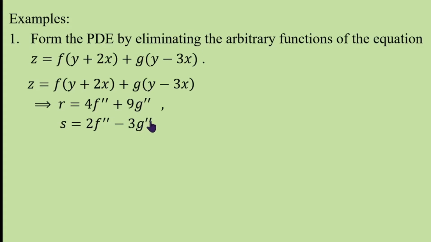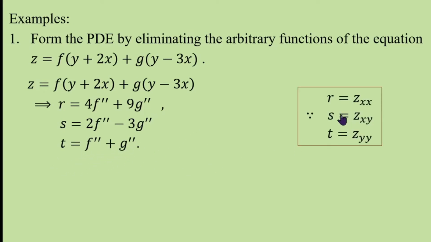And differentiate partially with respect to y twice, here coefficient of y is 1, 1 into f double dash plus 1 into g double dash. Therefore, f double dash plus g double dash is t. Because R is zxx, S is zxy, T is zyy. With the help of this concept, you are able to find R, S, T directly.